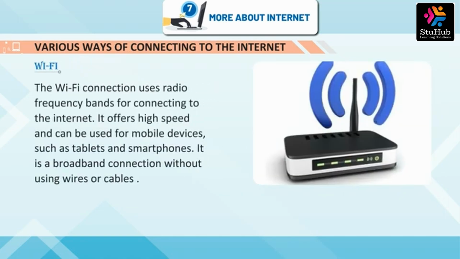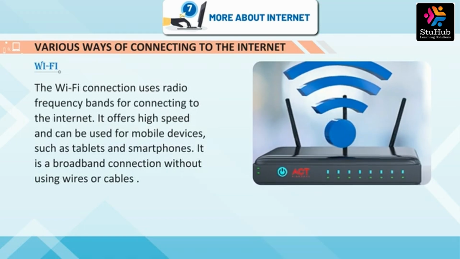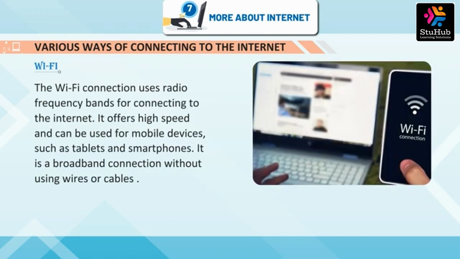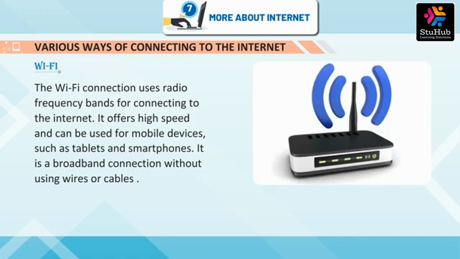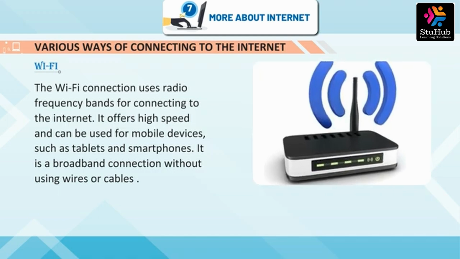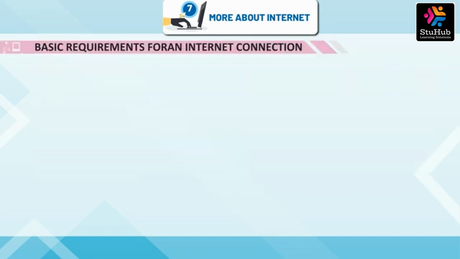Wi-Fi. The Wi-Fi connection uses radio frequency bands for connecting to the Internet. It offers high speed and can be used for mobile devices such as tablets and smartphones. It is a broadband connection without using wires or cables. Basic requirements for an Internet connection.